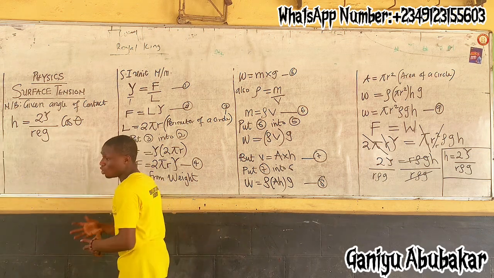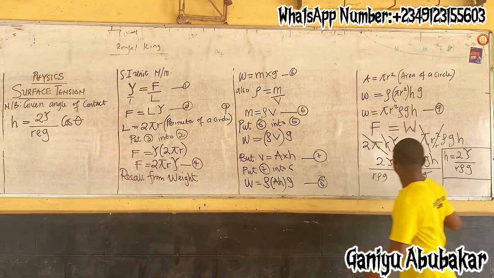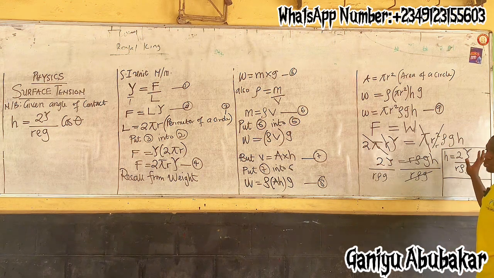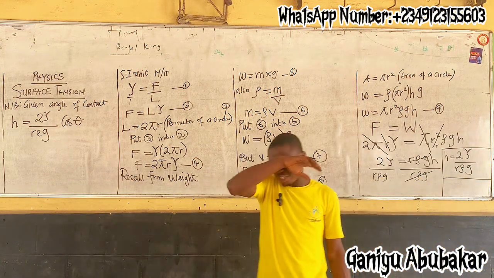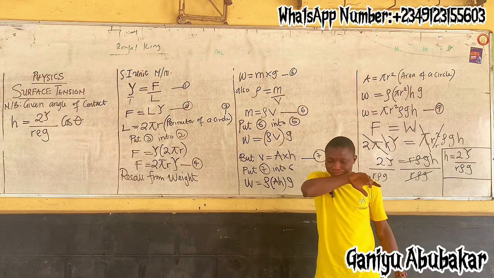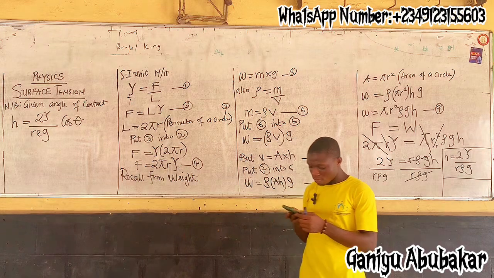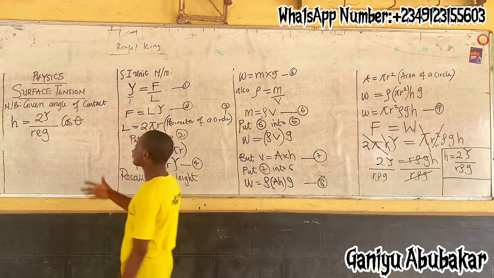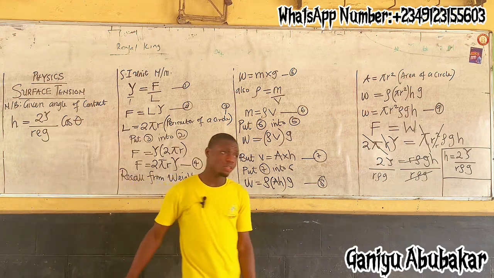So if I'm given an angle in the question, I'll use this one. If angle is given in a question, use cos theta. If angle is not given, use the plain one directly. So let's do one past question on our hub, please. I said given angle of contact, use cos theta. Just attach it to it.